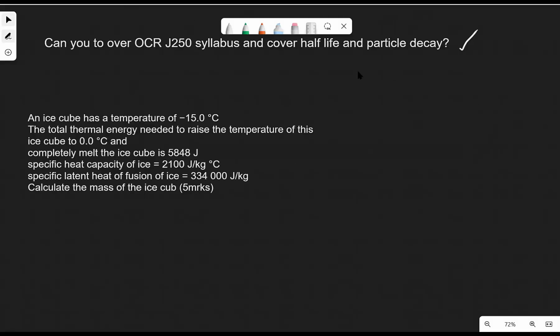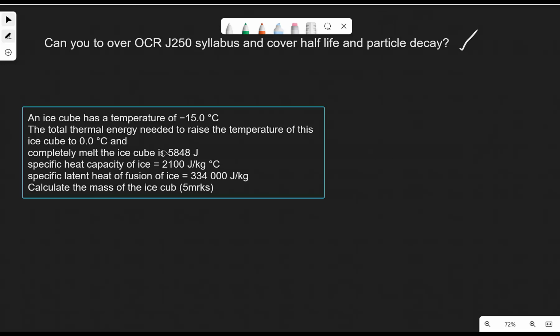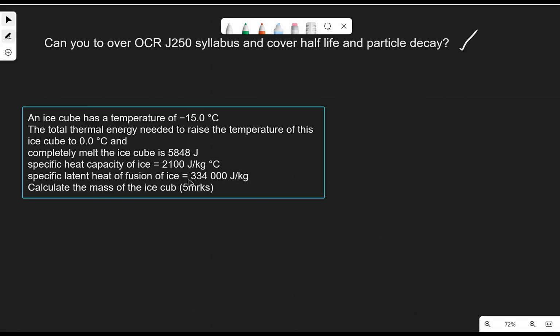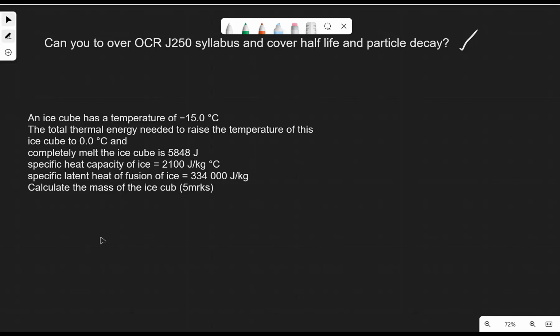Okay, next one, we have an ice cube which has a temperature of minus 15 degrees Celsius. The total thermal energy needed to raise the temperature of this ice cube to 0 degrees and completely melt it is this many joules, and we're given the specific heat capacity of ice and the specific latent heat. Calculate the mass of the ice cube, and it's going to be quite a long calculation. The trick with these questions is to always think of the total energy. I'm going to say that the total energy, E total, is going to be a sum of two things. Let's say that we have E1 plus E2.